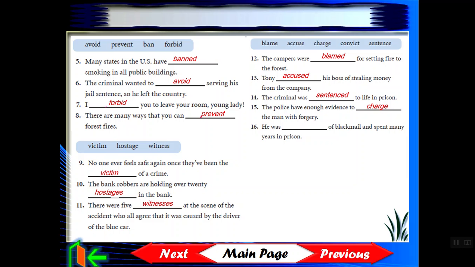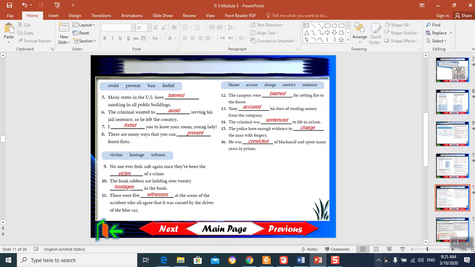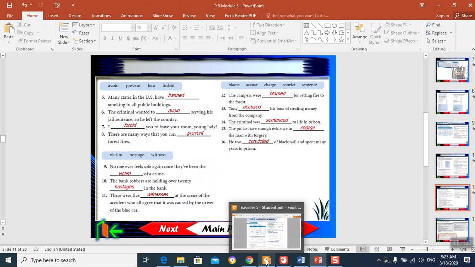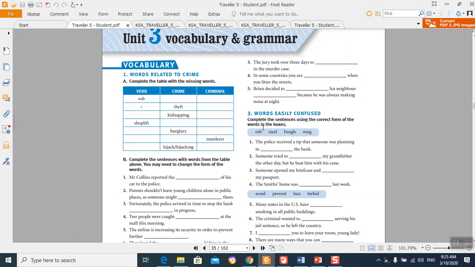was convicted of blackmail and spent many years in a prison. So that's our lesson for today. You need to go for just the meaning of the words.